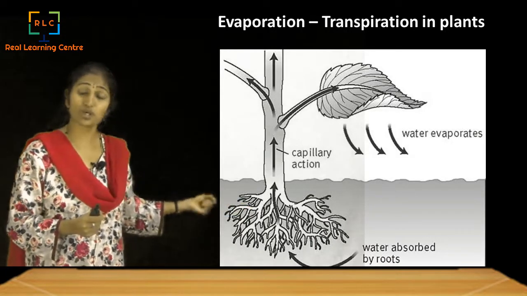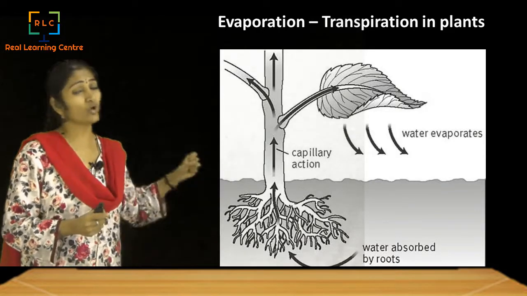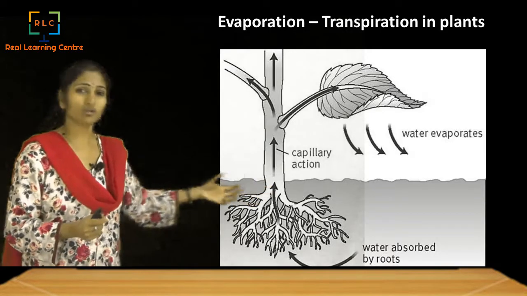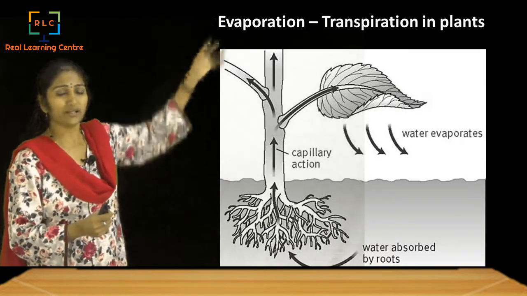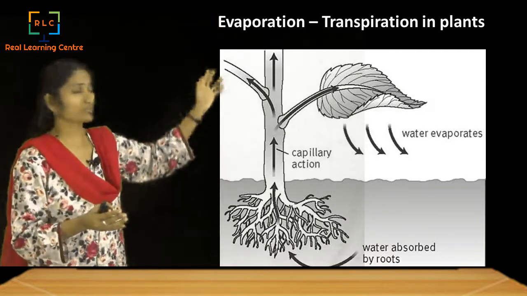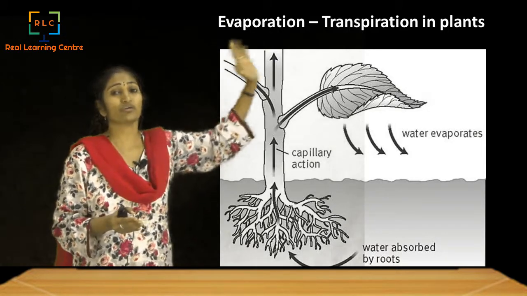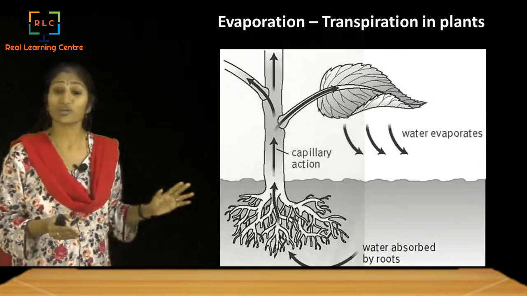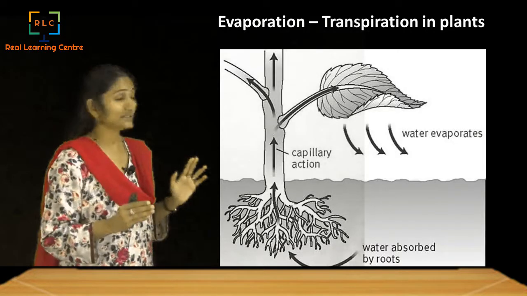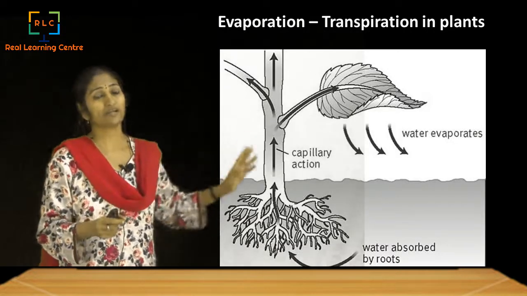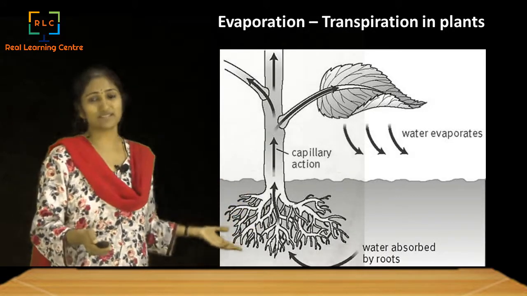Whenever the plant is absorbing water from the roots, it is not pure water that it absorbs. It will absorb all the nutrients and minerals from the soil, and they are taken up by the plant. When it is moving up, the plant uses up all the nutrients, and in the process of transpiration, only water is sent out of the plant system. So this way, evaporation leads to transpiration in plants, and this in turn helps the plant to get nutrition and various minerals from the soil surface.